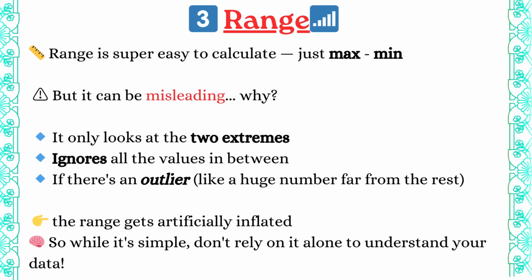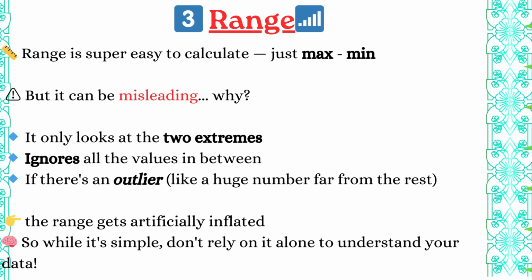3. Range. The range is the simplest measure of spread. It's just the difference between the highest and lowest values in your dataset. While easy to calculate, the range can be misleading. Why? Because it only looks at the two extreme values. If there's an outlier, like a huge number far from the rest, it can make the range seem larger than it really is. Let's try it out and see.